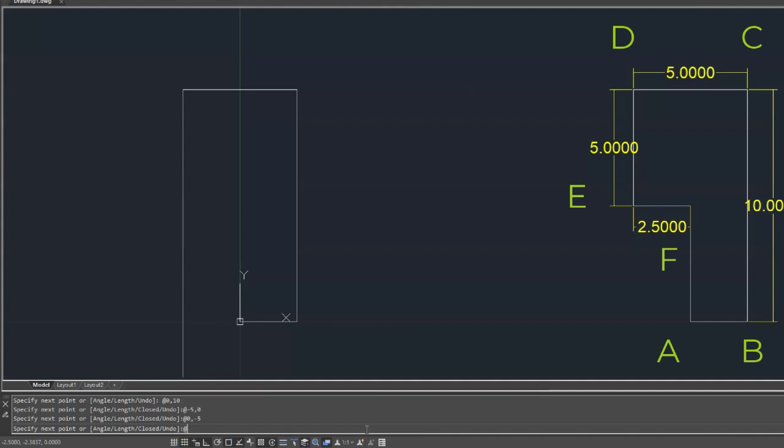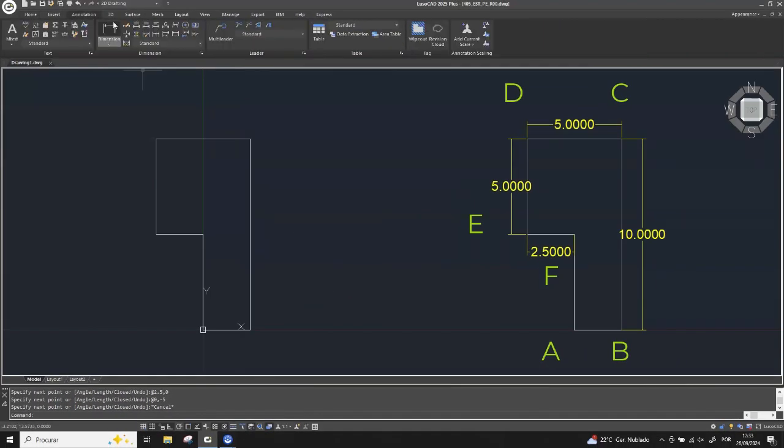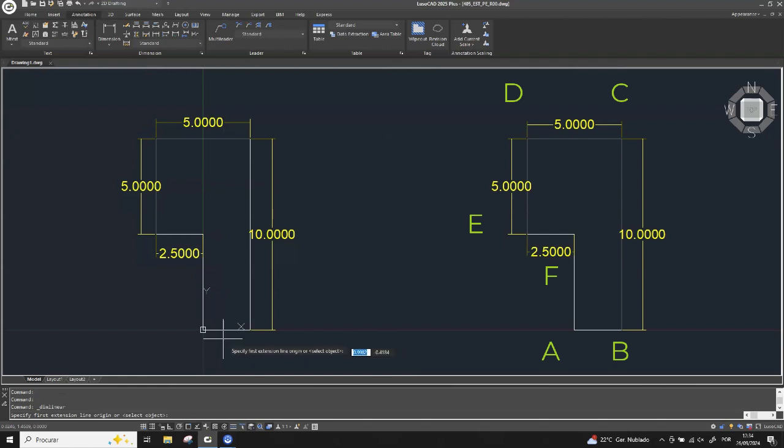For this portion we are back on the positive values on x, so this will be 2.5 and 0. And to finish the drawing, we can just click the original starting point, 0 by 0 by 0. Or, if we want to use the command line, 0 and -5. We can see that the measures are correct, so the drawing is accurate.